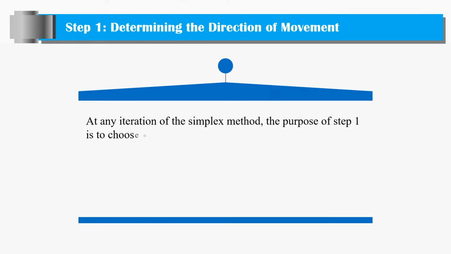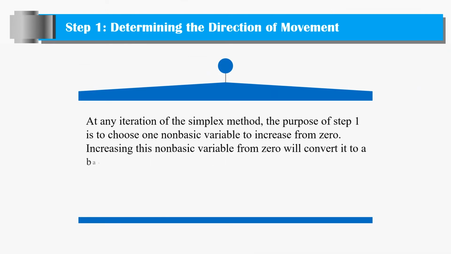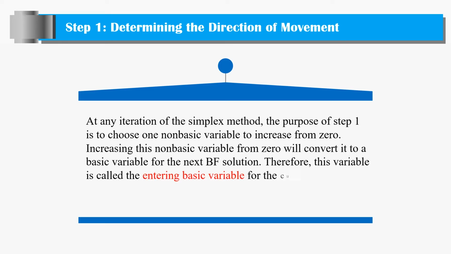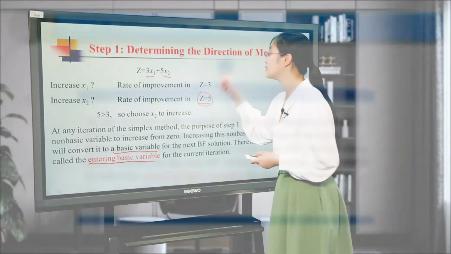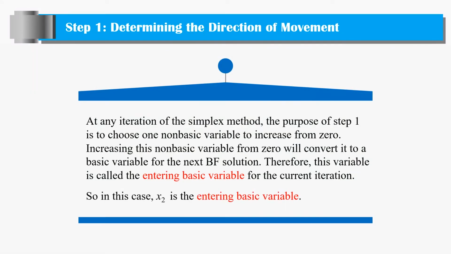Okay, so at this step of the simplex method, we choose one variable to increase from 0. Since this variable is increased, its value is not 0 anymore, it's not a non-basic variable. It changed from a non-basic variable to a basic variable in the next BF solution. Because of this process, this variable is usually called the entering basic variable, because it's entering as a basic variable for the current iteration. So in our example, we choose x2 to increase, then x2 is our entering basic variable.